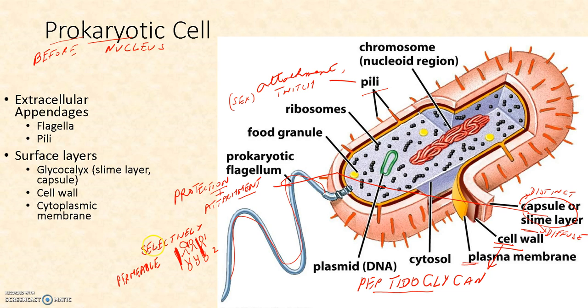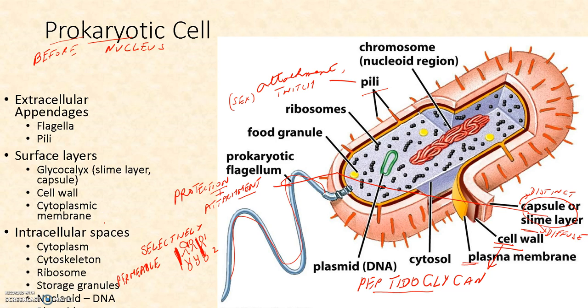Okay. Then, so we have the glycocalyx, cell wall, and cell membrane done. And then in the intracellular spaces, you have the cytoplasm. Now, cytoplasm is this living jelly. This living liquid jelly is the cytoplasm, which provides the living environment to the inner structures of the bacteria. Cytoskeleton, for the longest time, scientists thought that there's no cytoskeleton in a prokaryotic cell.